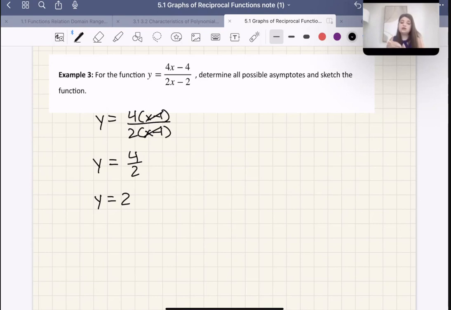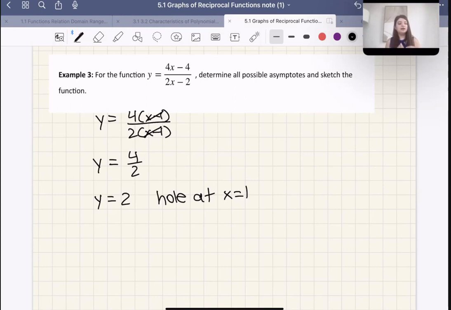So because the numerator and denominator ended up canceling, we don't have an asymptote at x equals 1. We have a hole at x equals 1 instead of an asymptote. So we don't have any vertical asymptotes. And furthermore, we don't actually have any asymptotes because this equation simplified to y equals 2. And as we know, y equals 2 is a line.